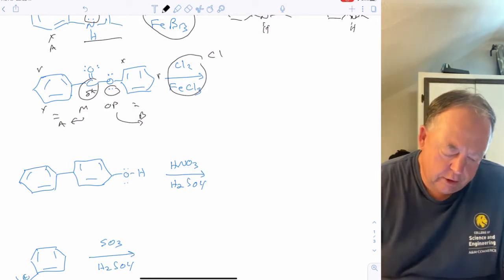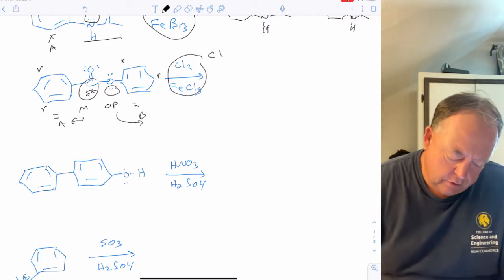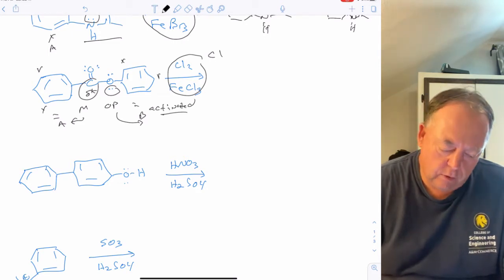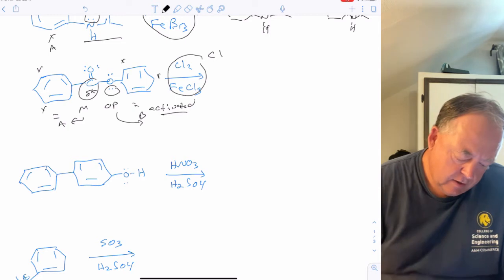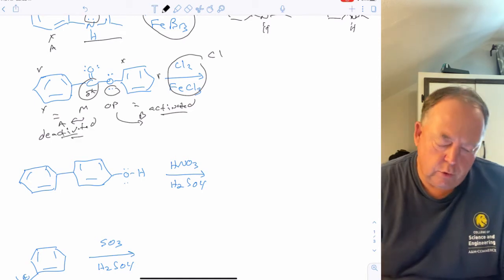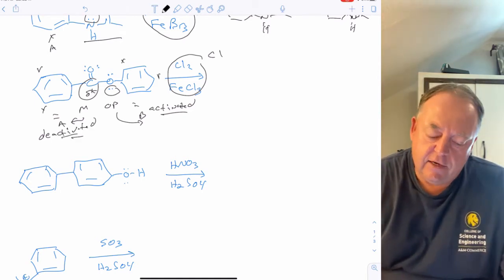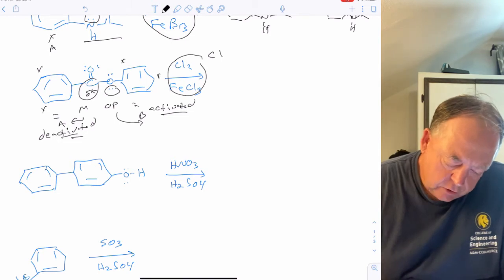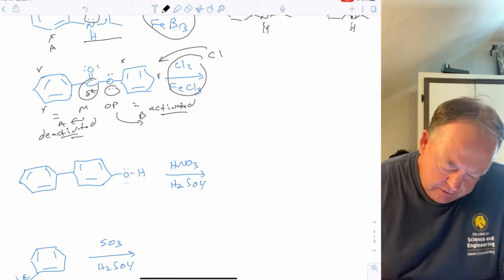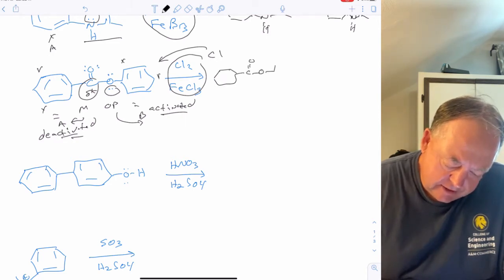Well, which ring is activated? This ring is activated, because the oxygen is an OP director, and that's an activator, whereas all metadirectors are deactivating. So this ring is deactivated. The ring that's going to react the fastest is the one that's activated. So the chlorine is going to go on this ring at the ortho and para positions. And again, you would have to sketch both.